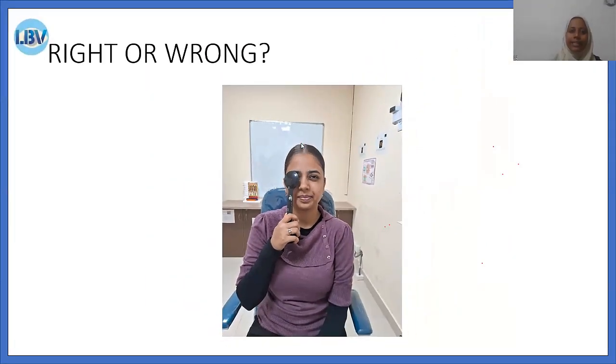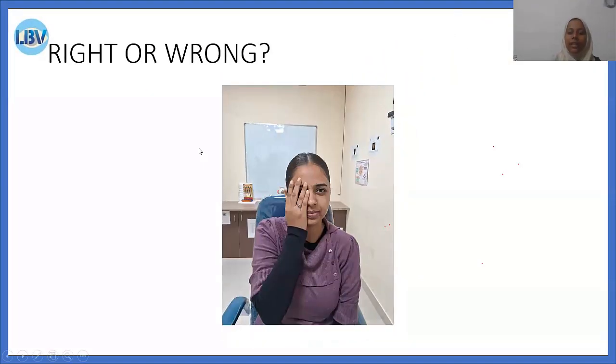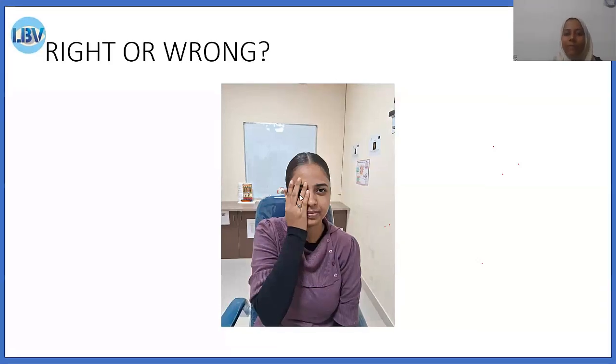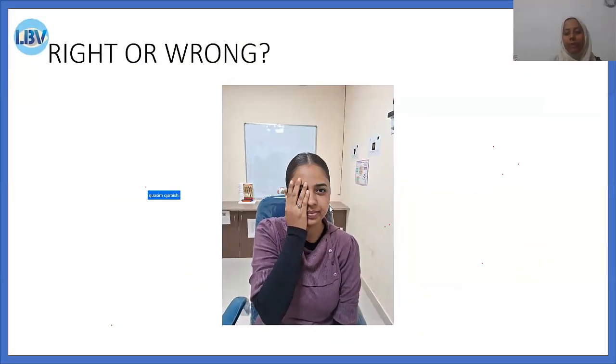So let us move to the next slide. What do you think? This is wrong or right? So if it is right, why is it right? Or if it is wrong, why is it wrong? Wrong, because gap in between the fingers. Very good. So yes, in between the fingers, there are gaps, and though we are taking the visual acuity for the patient's left eye, the person's right eye is also actively seeing the vision chart. So whatever recording is there for the visual acuity, that will be wrong.